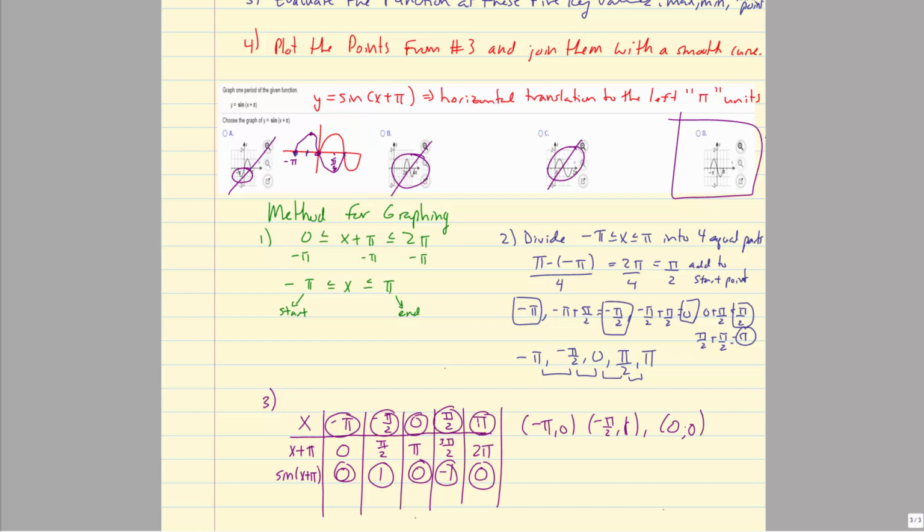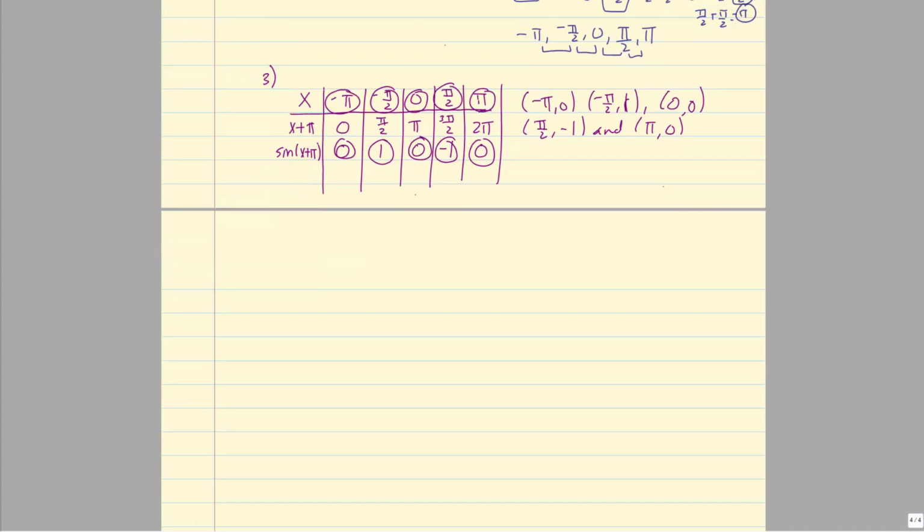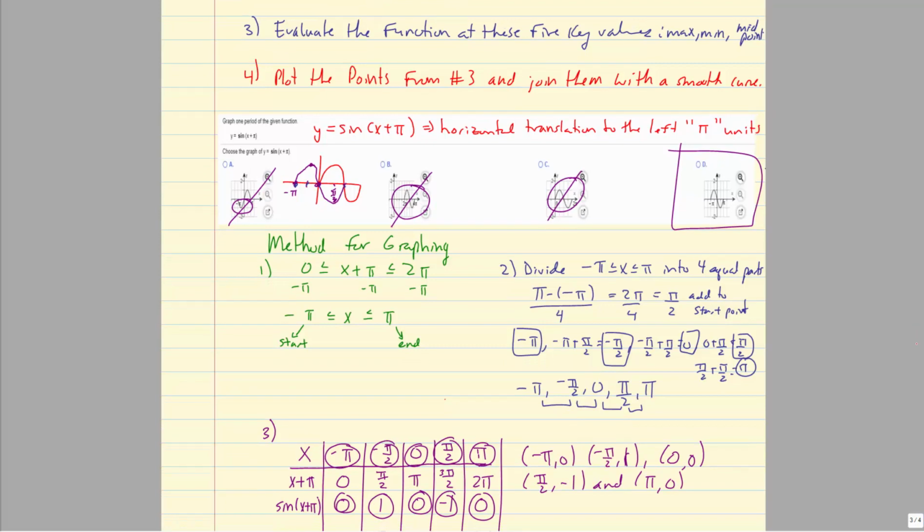0, 0. Pi over 2, negative 1. And pi, 0. Now my final step was to plot those points and connect with the smooth curve. So that'll be step 4. So this is the graph of y equals sine of x plus pi, I believe it was. I better go look. Yep, x plus pi.